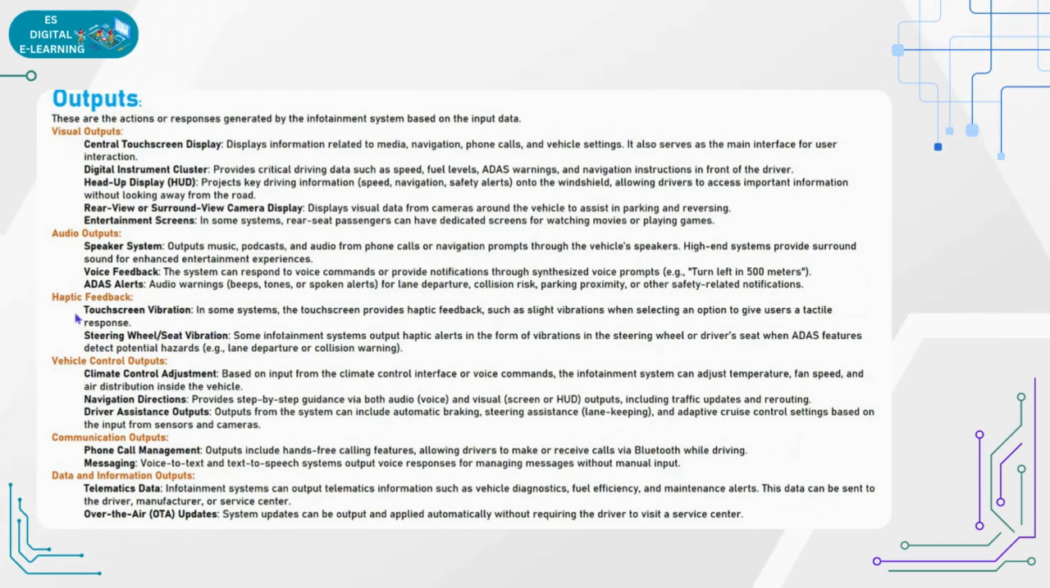And sometimes it is a part of haptic feedback like touchscreen vibration. In mobiles we usually keep some vibrations when you touch, right? So it is about haptic feedback. And vehicle control outputs like climate control adjustment, navigation direction, driver assist outputs, and communication outputs like phone call management and messaging, and data and information outputs like telematics data and over the air updates. So these are part of the outputs.